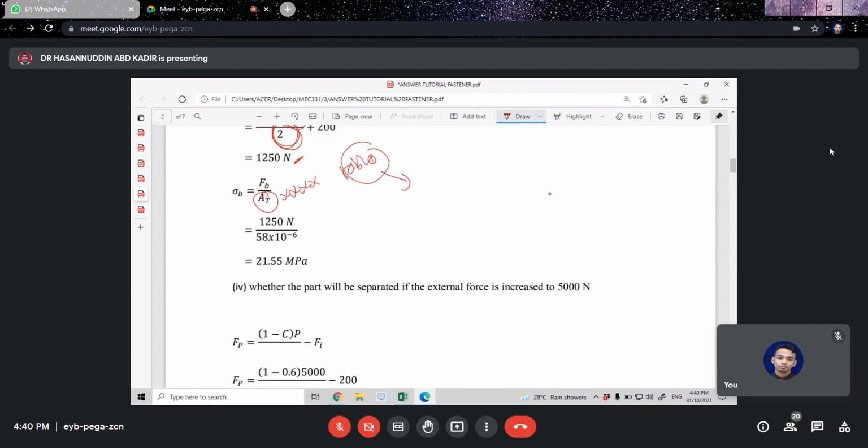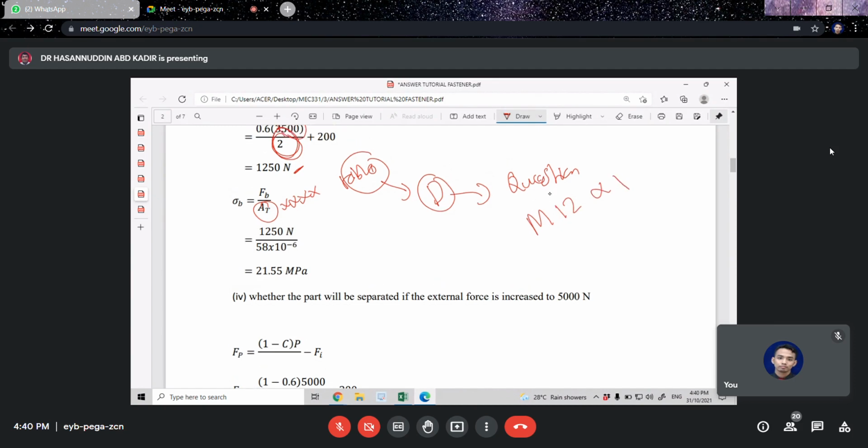So how can you refer to the table? Look at the value of D, which you can get from your question. Basically, they either mention it in terms of M12 multiplied by the pitch, where one is your P and this one is your diameter, or they will give the value of the diameter directly. Then you can go to Table 2.1. Let's say you have a diameter of 10. So look at the At, then you can get the value here.